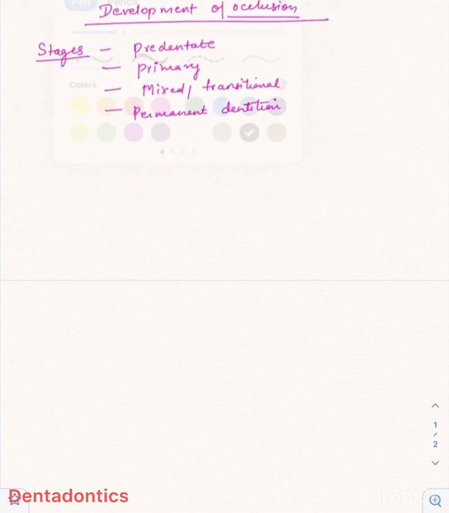Hello friends, our today's topic of discussion is development of occlusion. So coming to the stages of occlusion, we have basically four main stages of occlusion. First is predentate period, second is deciduous or the primary dentition, third is mixed or transitional phase, and the last one is permanent dentition. Predentate we have already discussed in my previous videos. So today we will be discussing mainly about the deciduous or the primary dentition development.